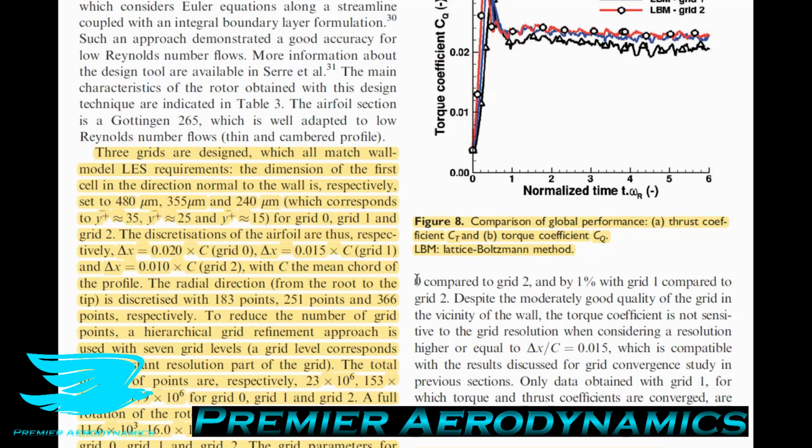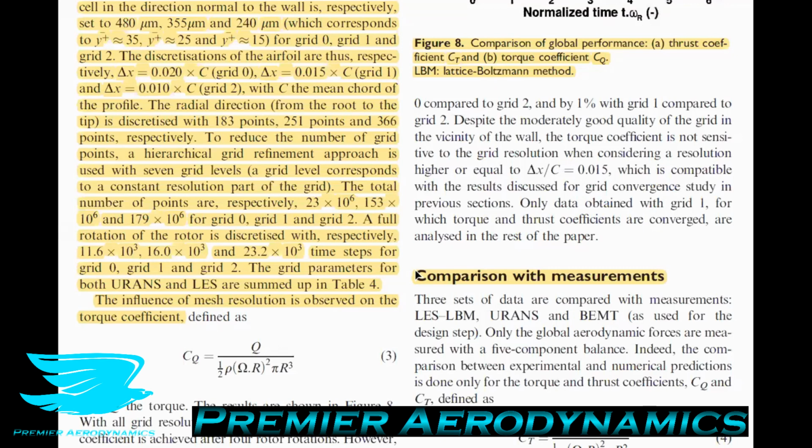To reduce the number of grid points, a hierarchical grid refinement approach is used with 7 grid levels. Okay, so they employed a grid refinement approach here, which must be custom because it wasn't in the package they used at this point in time, which was 2018. A grid level corresponds to a constant resolution part of the grid. The total number of points are respectively 23 million, 153 million, and 179 million for grid 0, 1, and 2. A full rotation of the rotor is discretized with 11,000 time steps, 16,000 time steps, and 23,000 time steps for grid 0, 1, and 2.